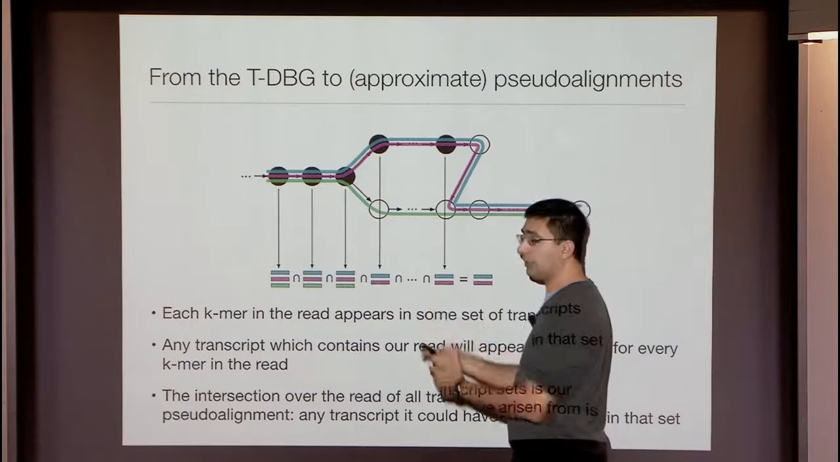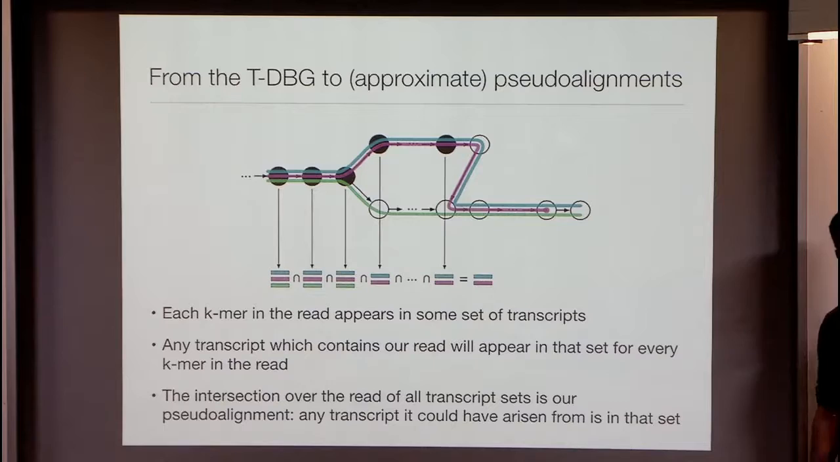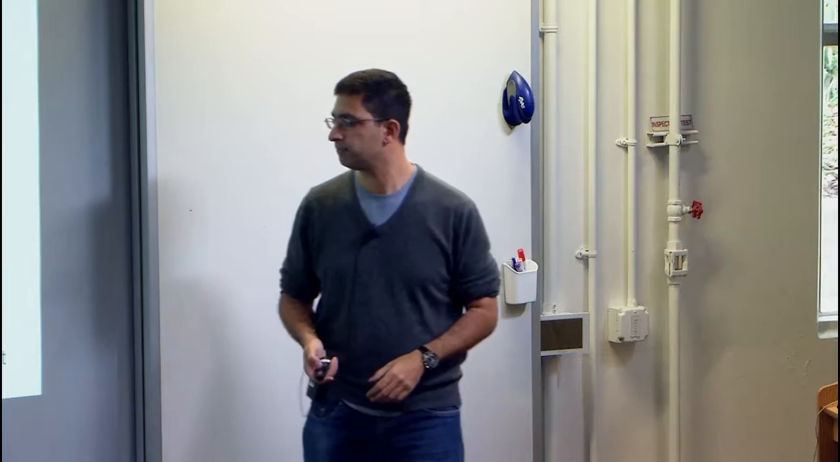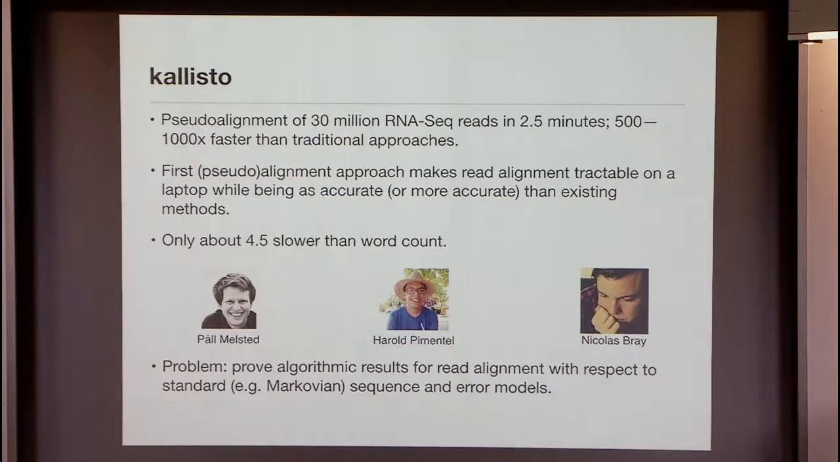And actually, we've now shown that just using this kind of trickery, for most reads, you can pseudo-align them by looking at two k-mers. Actually, even one single k-mer, but then you allow yourself some errors. So that means that you can take an entire read and just glance at it and figure out where it should go. So we wrote a program to do this. It's called Kallisto, and it performs this pseudo-alignment. It makes read alignment tractable on a laptop.